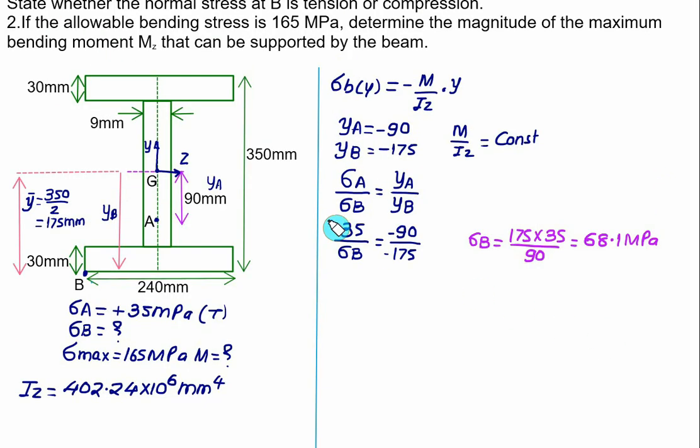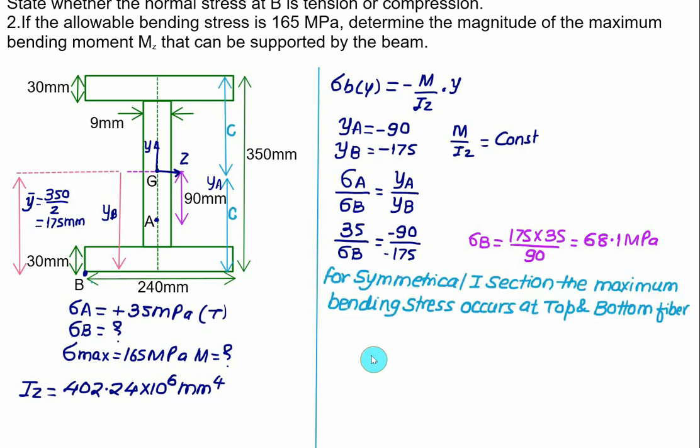In the second part he says that the allowable bending stress is equal to 165 megapascal. So in the present case we are getting the maximum bending stress equal to 68, but he says that the load is increased and the bending stress comes out to be a maximum equal to 165. Then what is the corresponding value of M, you have to find out. It is known here that the maximum bending stress will occur on the top fiber and the bottom fiber, and from the center of gravity both the top and bottom fibers are equidistant. So the value of C for the top fiber and the bottom fiber is the same. So in this case the value of C will be exactly equal to 350 by 2.